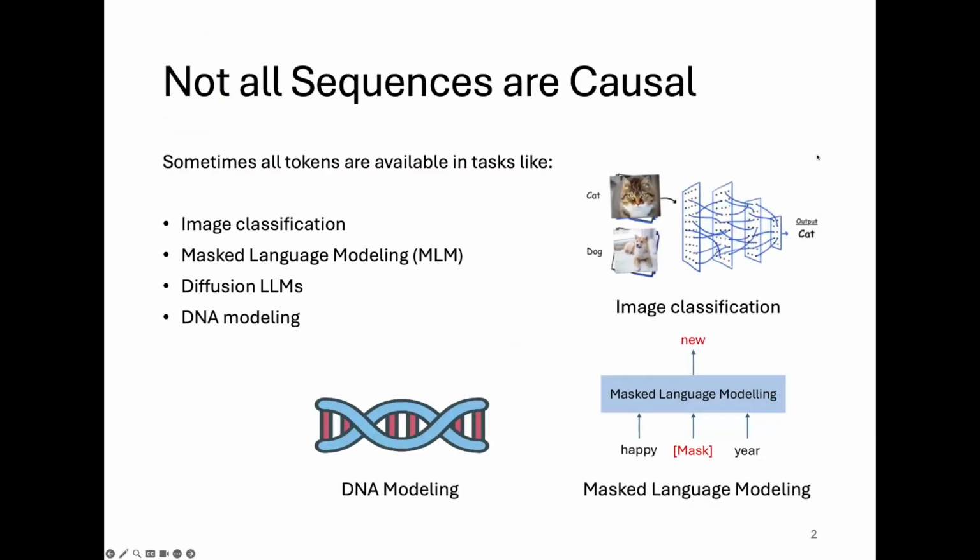The main motivation is that not all sequences are causal. Most of the sequences around us are bidirectional, meaning we have access to the full sequence during training and during inference as well. For example, DNA modeling, image classification, and, as another popular topic these days, diffusion language models, where you have the full sequence of tokens and then you either want to predict something or generate something based on this batch of the full sequence.